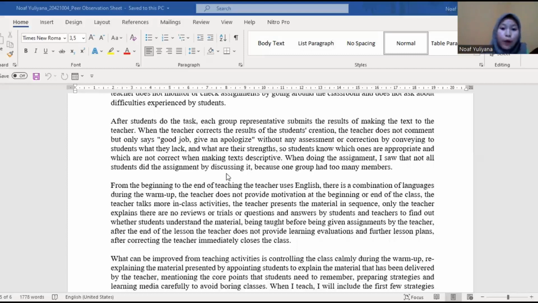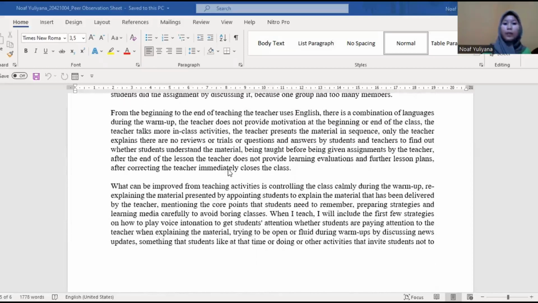The material is taught before being given the assignment by the teacher. After the end of the lesson, the teacher does not provide learning evaluation and further lesson plans. After correcting, the teacher immediately closes the class. So, what can be improved?